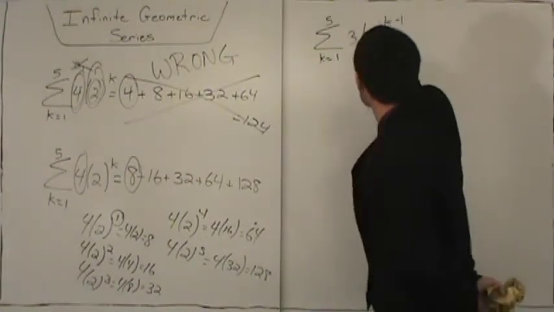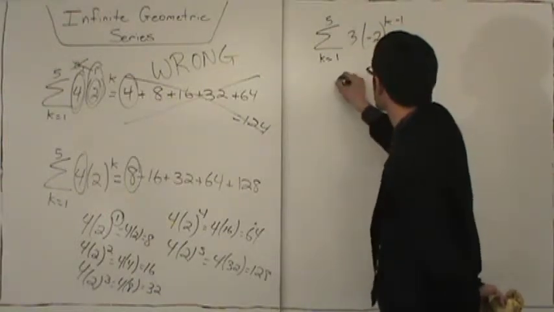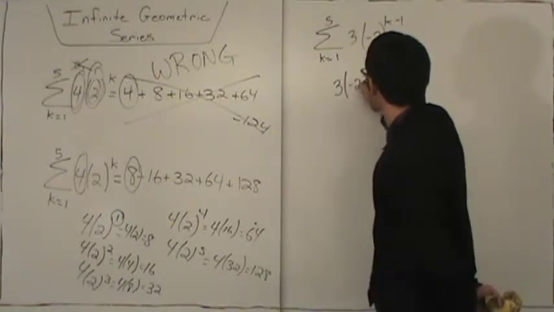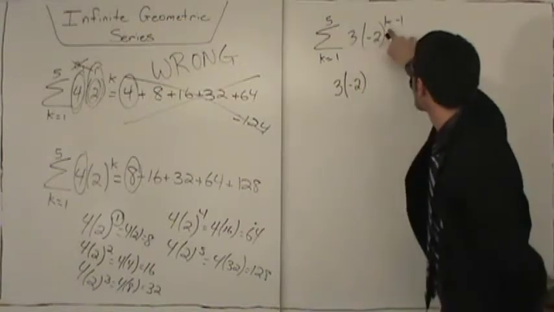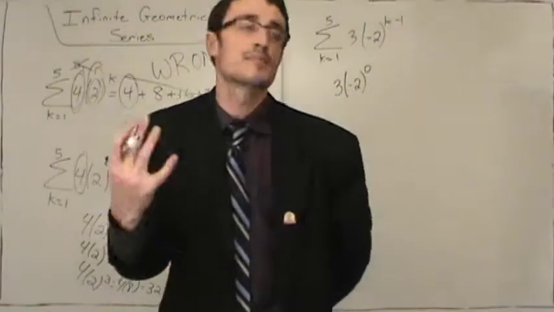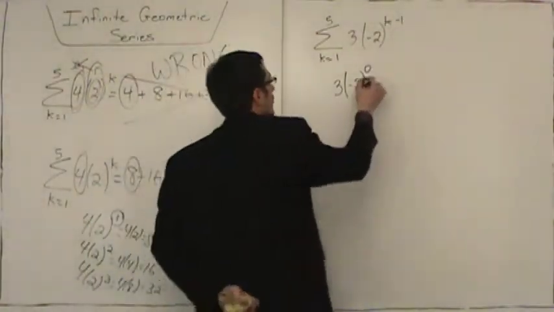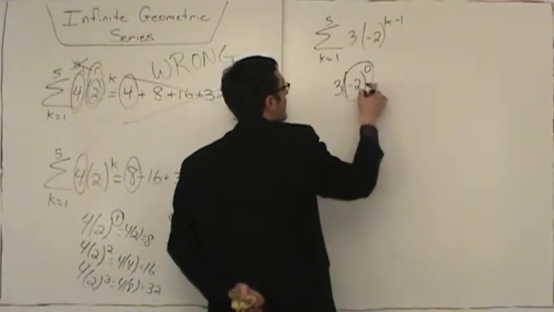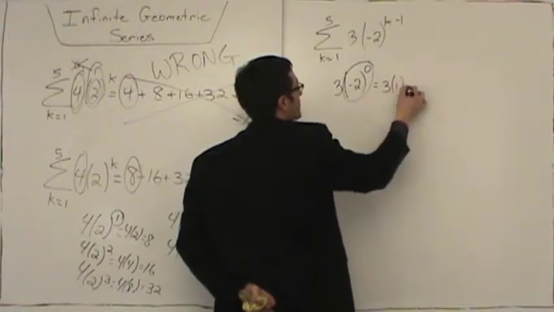Okay, so if we put in 1 for k, what do we end up with? I always tell students this: calculate your first value. 3 times negative 2, put in 1 for k, what do you get? You get 1 minus 1, which is 0. Is our first exponent 0? Yes. What is negative 2 to the 0 power? This is 1, resulting in 3 times 1, which is 3.